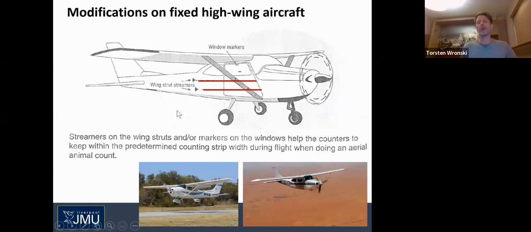Now, in order to restrict the count area, the strip width, to a reasonable width, we would need to fix markers on the plane. These can be streamers fixed on the wing struts of the plane, leaving a space between them, which will basically mark our view area. These marks can also be fixed on the windows.